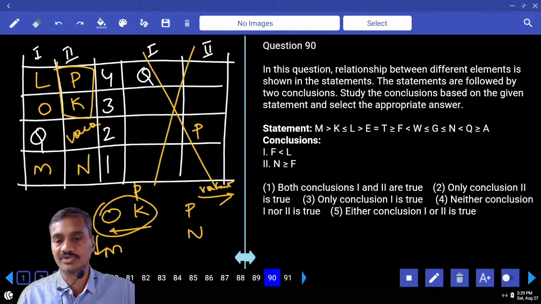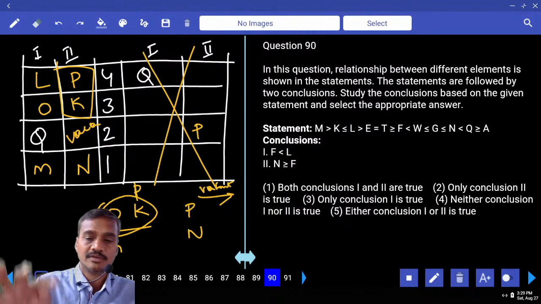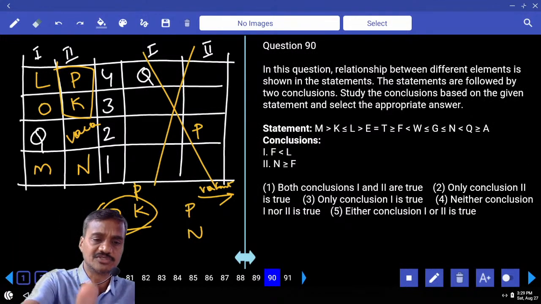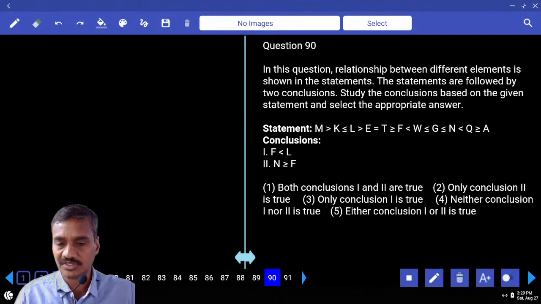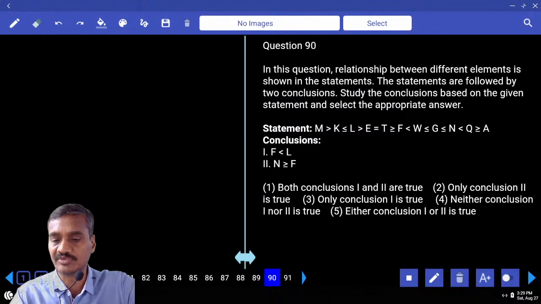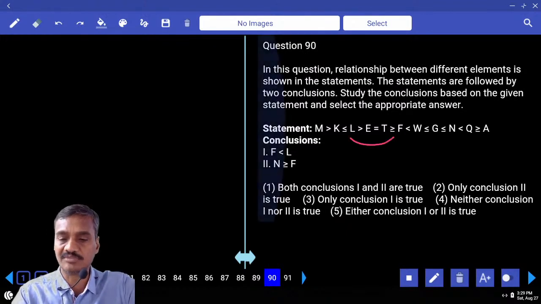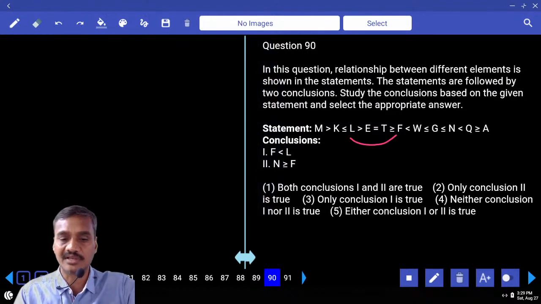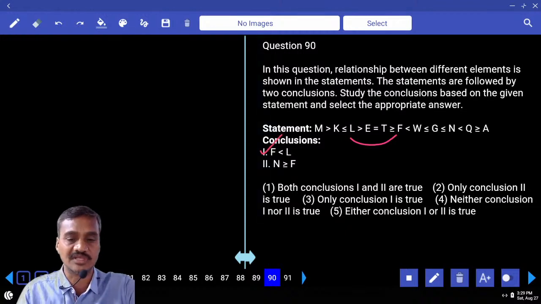Then next one, 90 onwards. Now this 90 onwards, they are based on coded inequalities. Now single statement on F and L. L is here, F is here between these two. Which symbol is common? Greater is common. L greater than F is nothing but F lesser than L.